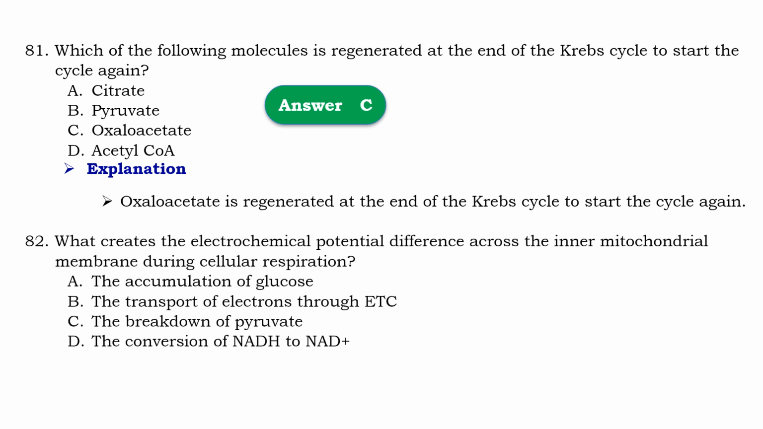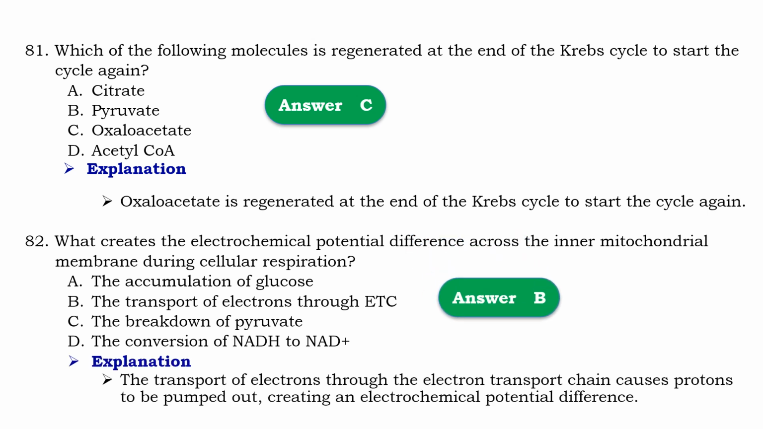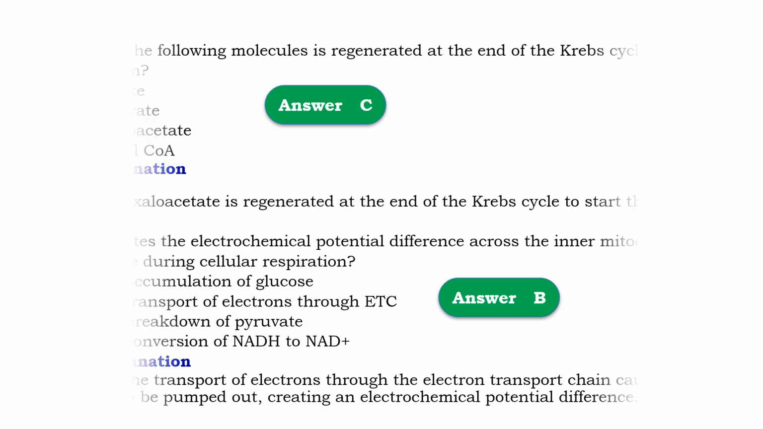Question number 82. What creates electrochemical potential difference across inner mitochondrial membrane during cellular respiration? So that should be B, the transport of electrons through electron transport chain. Means that the transport of electrons through electron transport chain causes protons to be pumped out and create electrochemical potential difference.